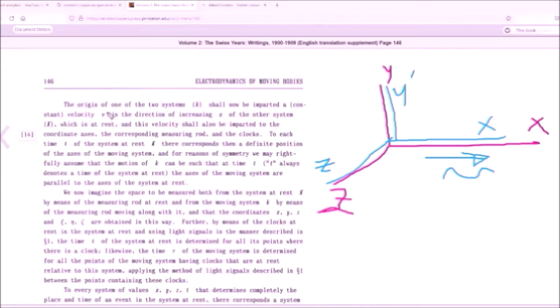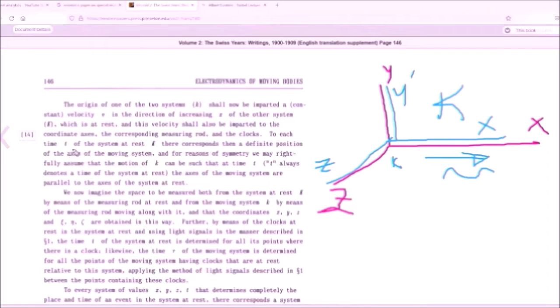The origin of one of the two systems k shall now be imparted a constant velocity v in the direction of increasing x of the other system capital K. So one of these systems is capital K and the other system is small k, and that's the velocity v, which is at rest. And this velocity shall be imparted to the coordinate axis. The corresponding measuring rod and the clocks are also imparted with that velocity.